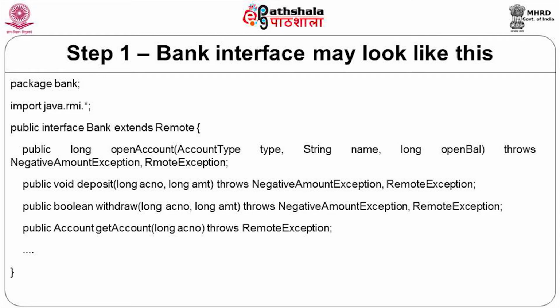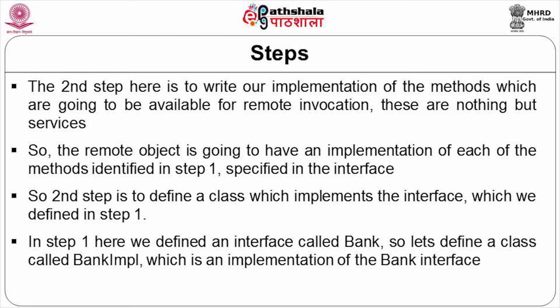Next step. The second step here is to now write our own implementation of the methods which are going to be available for remote invocation. These are nothing but our services here. So our remote object is going to have an implementation of the various methods here. Whatever methods we identified in step 1, each of them requires an implementation. So we need to write an implementation class. So our second step is to define a class which implements the interface which we have defined in step 1.